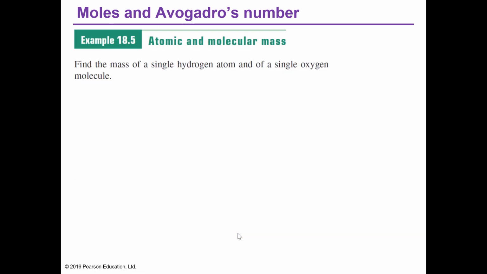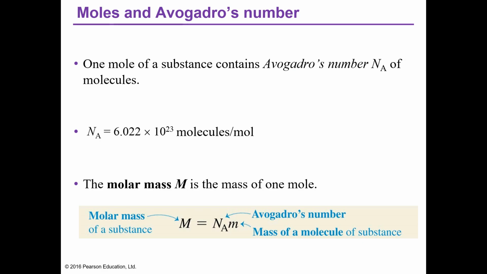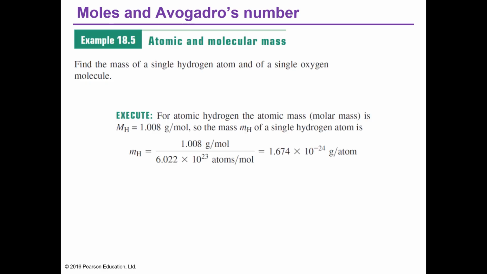For example, find the mass of a single hydrogen atom and of a single oxygen molecule. This is very simple. To solve for the mass of a single hydrogen atom, we will use this equation, M is equal to Na m. Using that equation, we get that the mass of a single hydrogen atom is equal to the molar mass of hydrogen, which is given, over the Avogadro's number. It is equal to 1.008 gram per mole over the Avogadro's number. So you will get the mass of a single hydrogen atom equal to 1.67 times 10 to the minus 24.